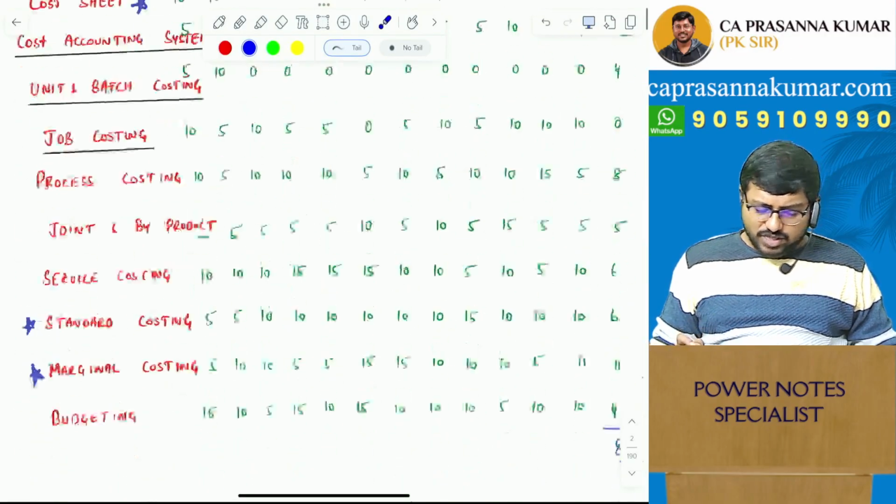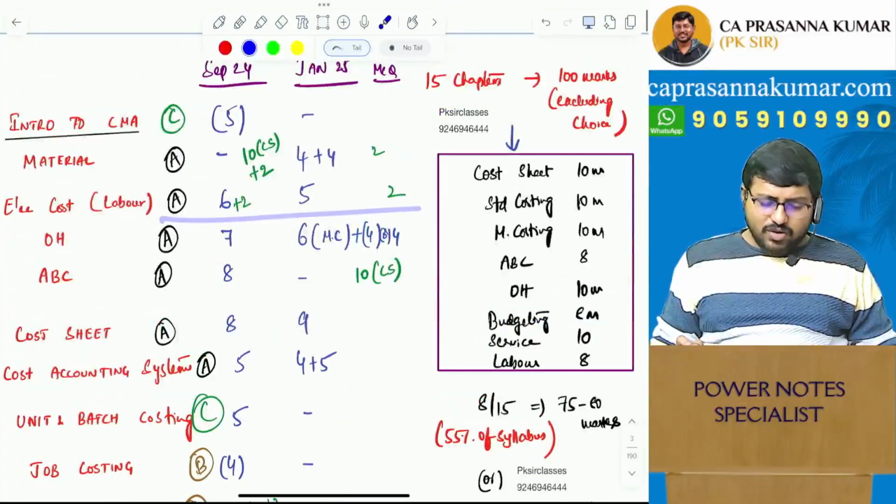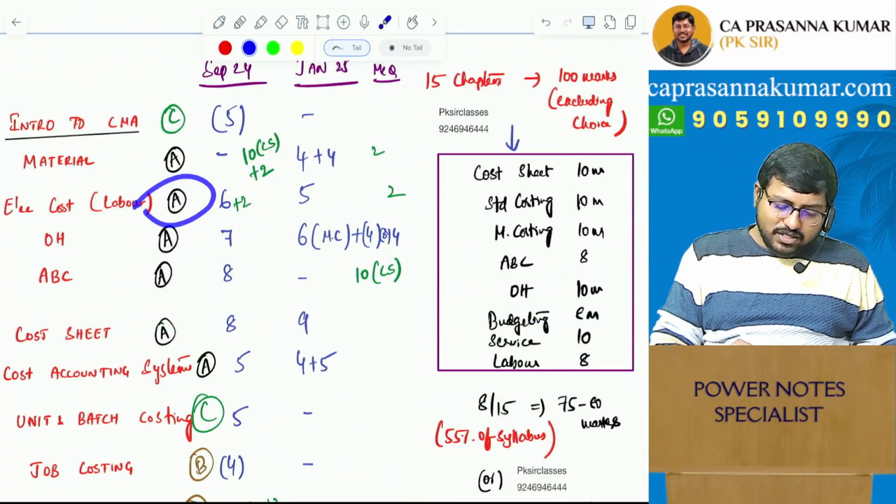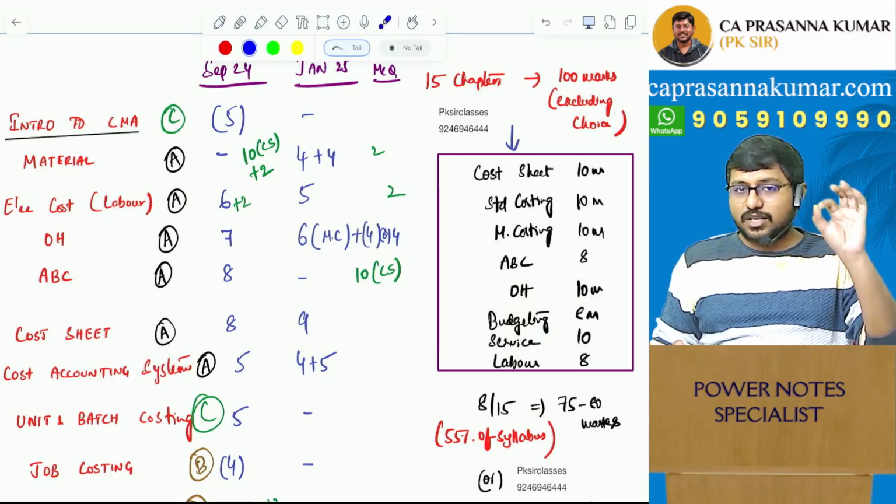Okay, on an average, it's 10. But that's okay, we can also take it as 8 marks, but still that falls into A category. So it's a chapter you compulsorily have to study.